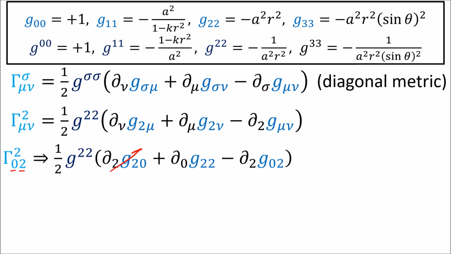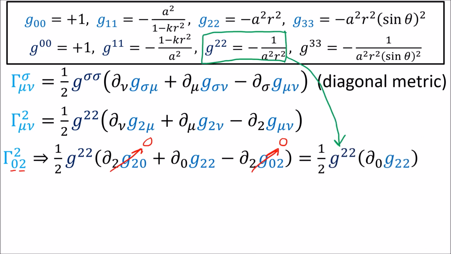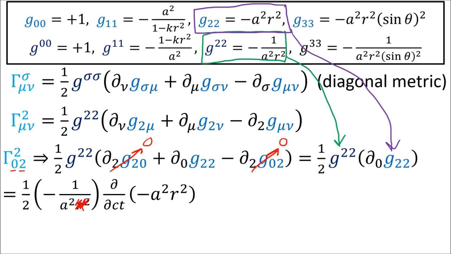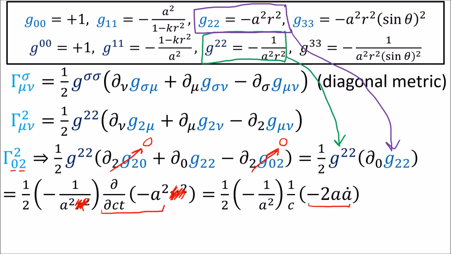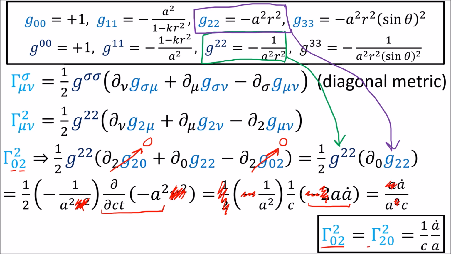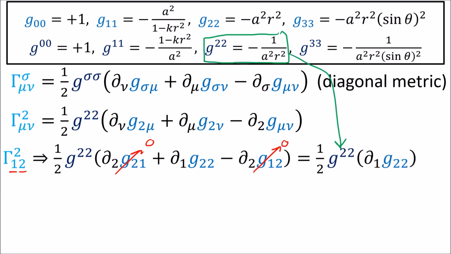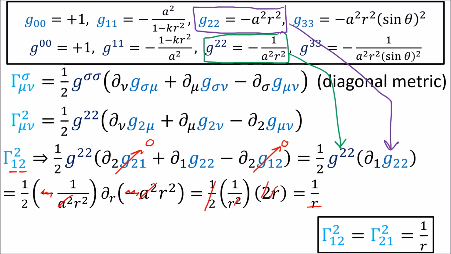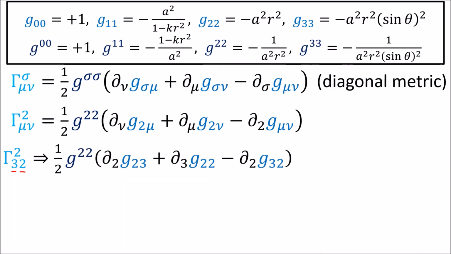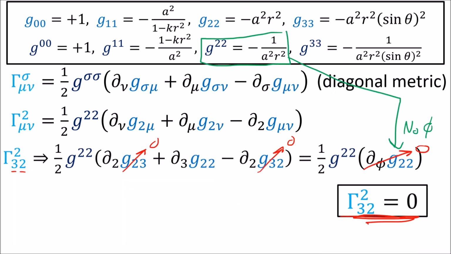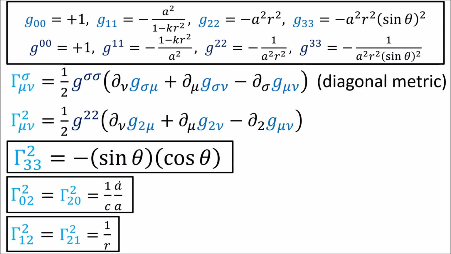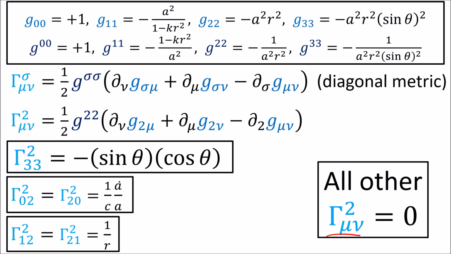For 0, 2 on the bottom, we remove the off-diagonals and sub in. We can take the r squared out of the time derivative and cancel it. And the time derivative of a squared is 2a dot. After more canceling, we get gamma 202 and gamma 220 is 1 over c times a dot over a. For 1, 2 on the bottom, we get rid of the off-diagonals, sub in, cancel, take the derivative, and get 1 over r. And for 3, 2 on the bottom, we get 0. So these are all the non-zero connection coefficients with 2 on top. All the others go to 0.